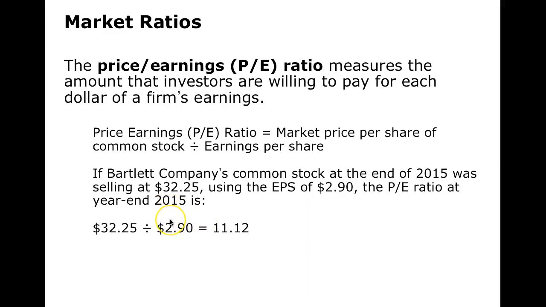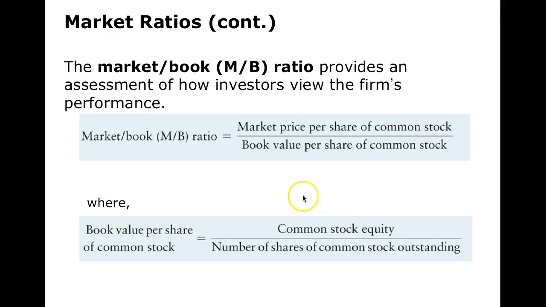And the higher this number, the more highly valued your company is. So this number can sometimes tell you whether your company is undervalued or overvalued when you look at peers. Okay, we have the market to book ratio, M divided by B, and this is the market price. Market price relates to stock price. So stock price per share divided by book value per share.